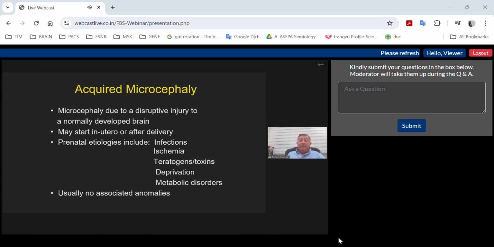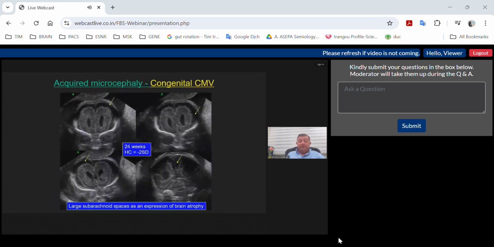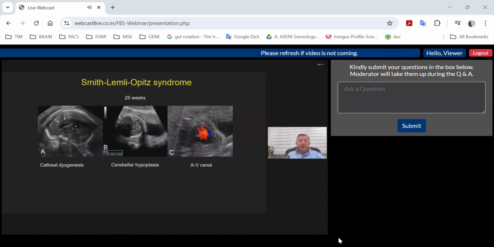Remember, again, I spoke about that. Remember that we have acquired microcephaly mainly due to infections. And this is one example of a fetus that has severe CMV infection. You see the large subarachnoid spaces, due to the fact that the brain is small, with the presence of polymicrogyria, abnormal sulcation, okay, and a wide separation between the occipital lobes.